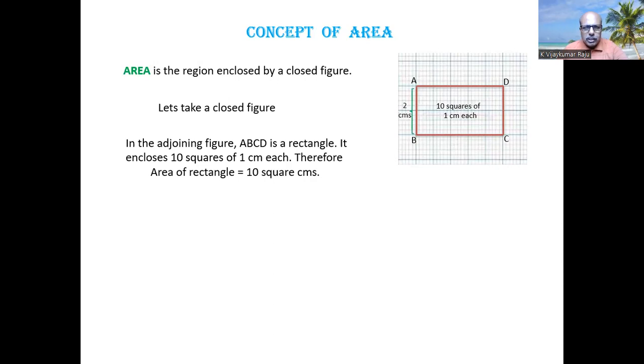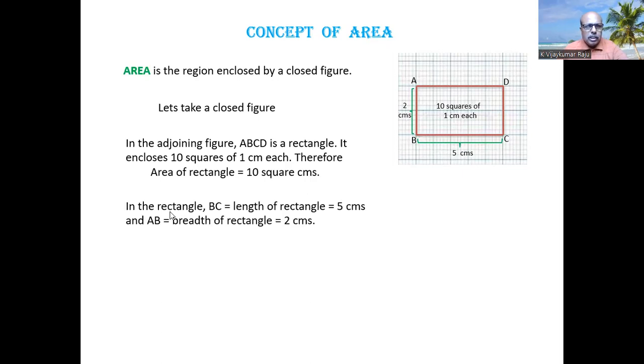Now, if you see the length, AB is 2 centimeter. BC is 5: 1, 2, 3, 4, 5 centimeter. Now, if you see, this is 2, this is 5. So in the rectangle, BC, that is the length of the rectangle, is 5 centimeter, and AB is the breadth of the rectangle, which is 2 centimeter.